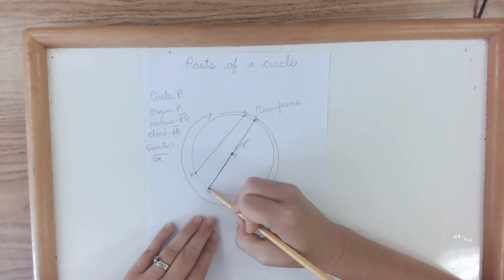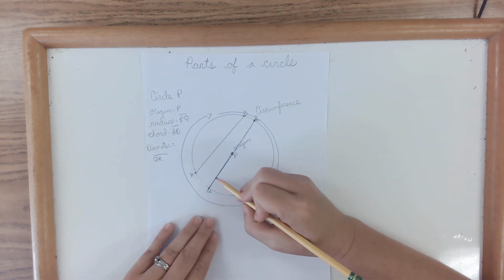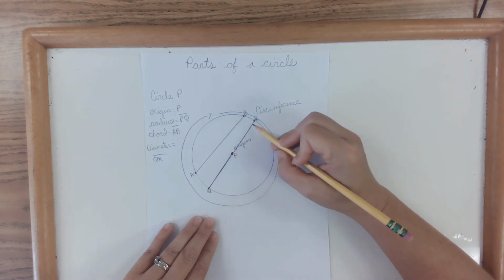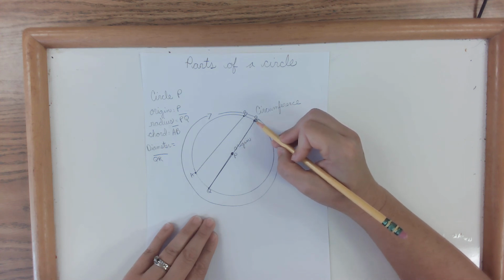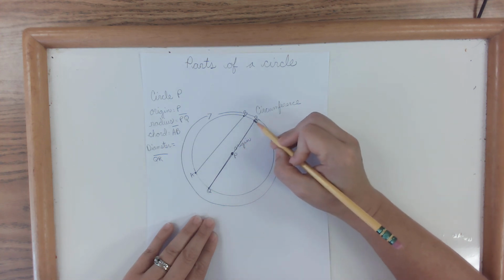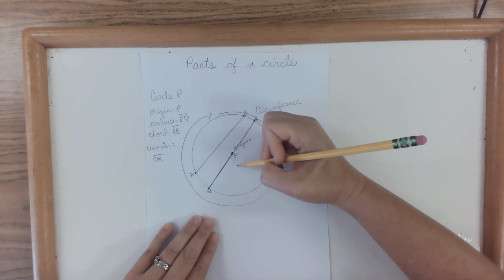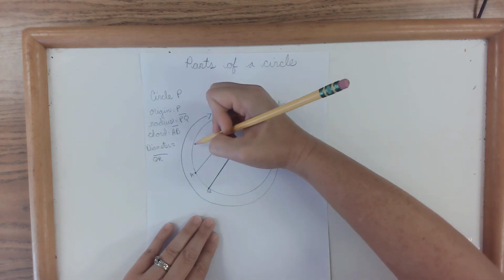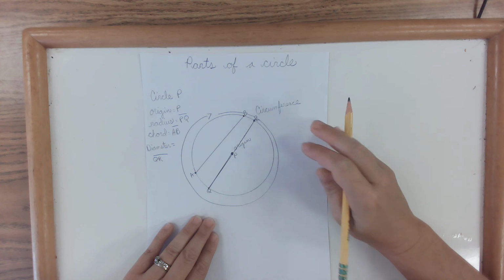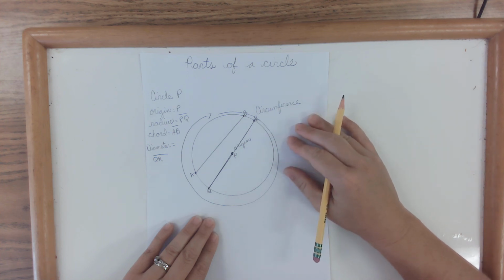A line that extends from one end through the origin in a straight line to the other end of the circumference, that is called a diameter. There's a diameter. There's a diameter. And these are the parts of a circle.